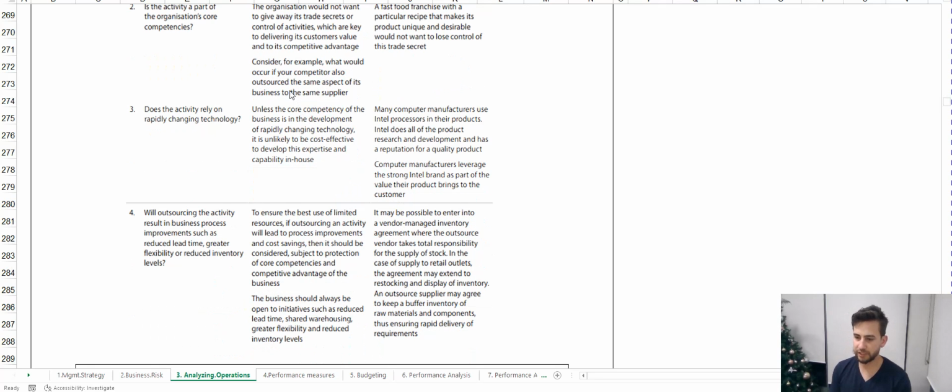Number 3, does the activity rely on rapidly changing technology? So unless the core competency of the business is in the development of rapidly changing technology, it's unlikely to be cost effective to develop this expertise and capability in-house.